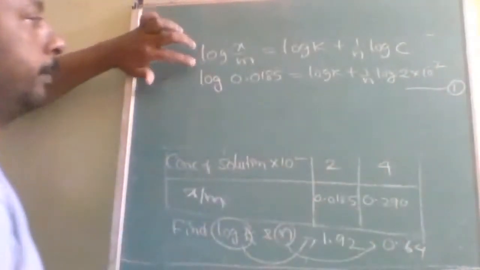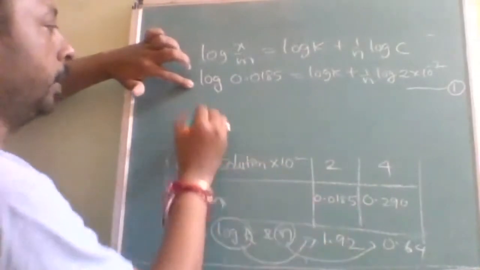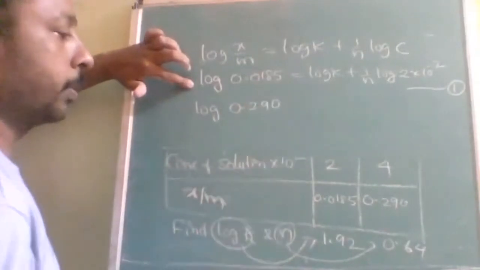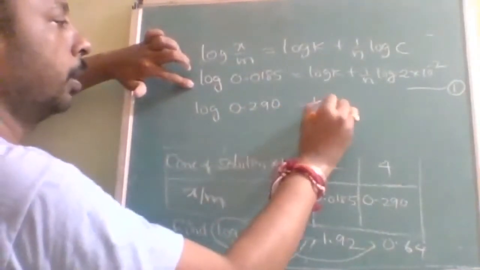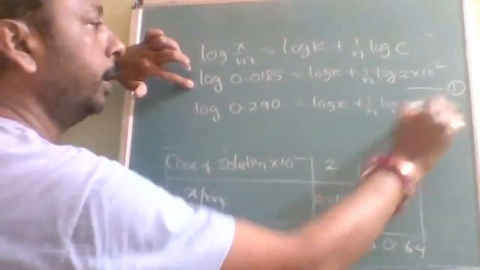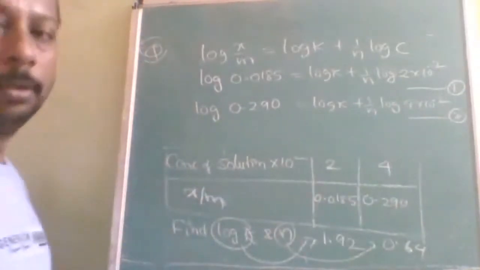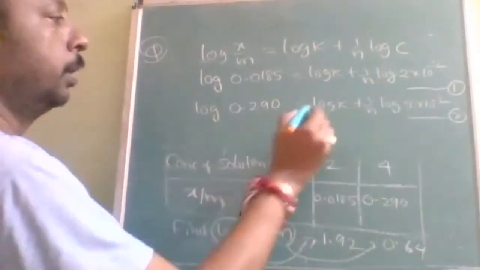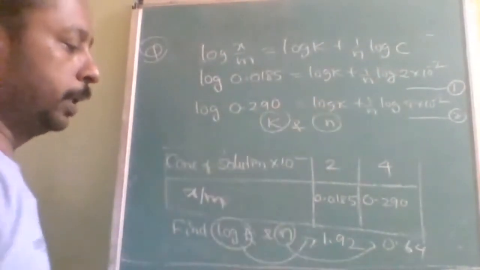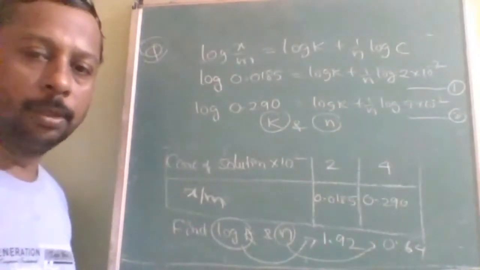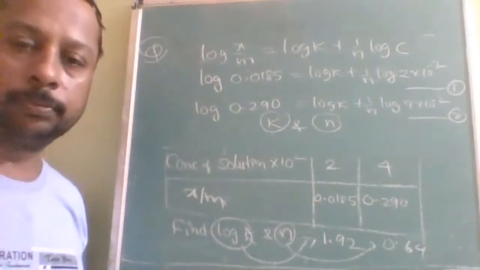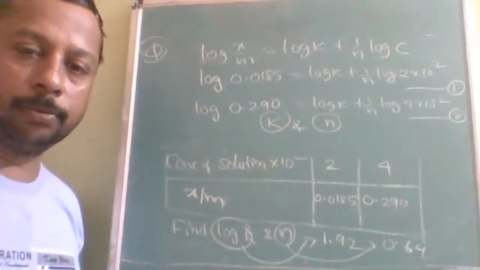This is equation 1. And the second equation will be log 0.290 is equal to log K plus 1 upon N log 4 into 10 to the power of minus 2. This is equation 2. On simplifying 1 and 2, you will get K and N. What are the answers? N you should get 0.64 and log K you should get as 1.92. If any problem, let me know.